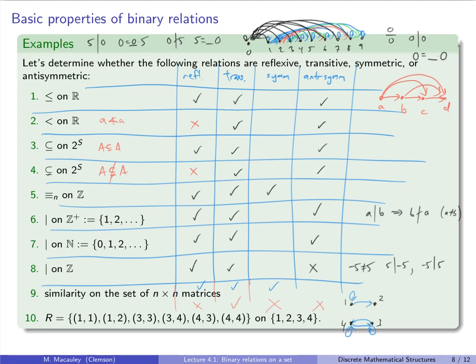Okay, so hopefully this is further evidence as for what is coming on the next slide, which is to define our two favorite types of relations, namely the partial orders, those that are reflexive, transitive, and antisymmetric, like this, and then the equivalence relations, those that are reflexive, transitive, and symmetric, like this one and this one.